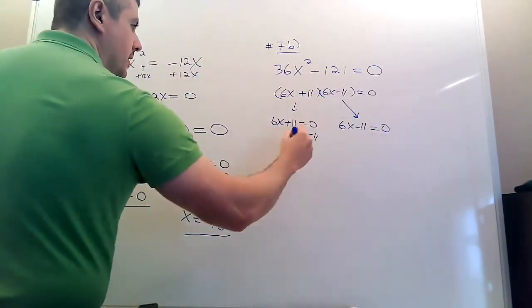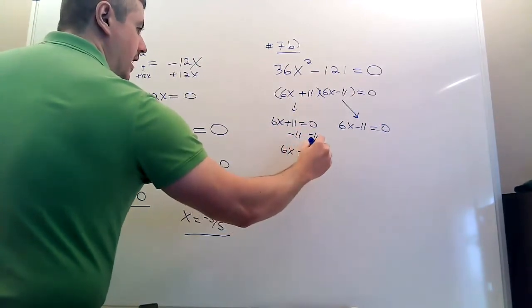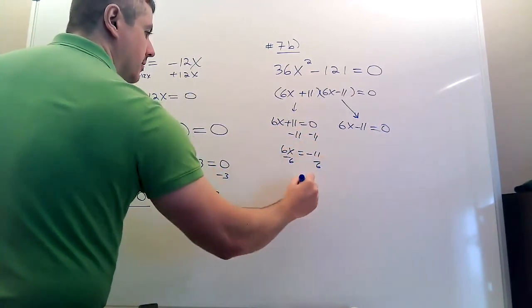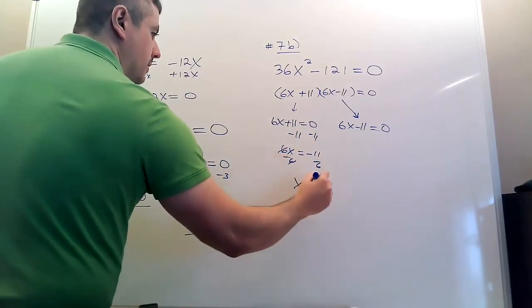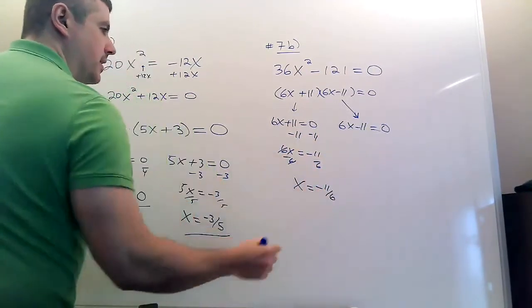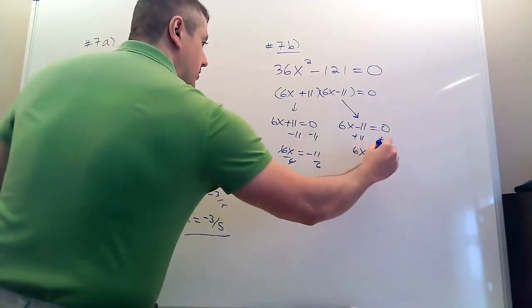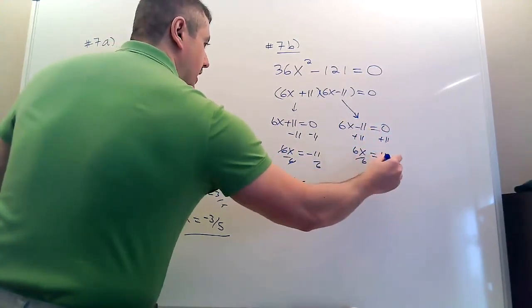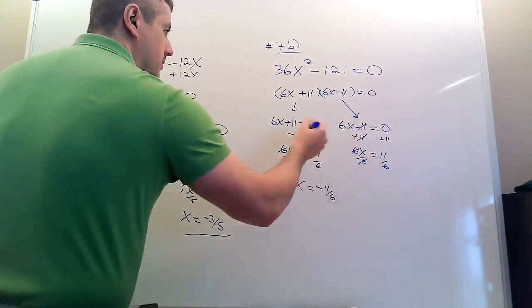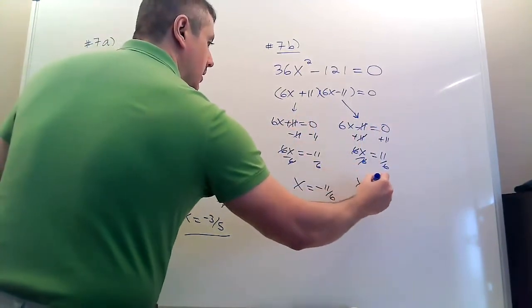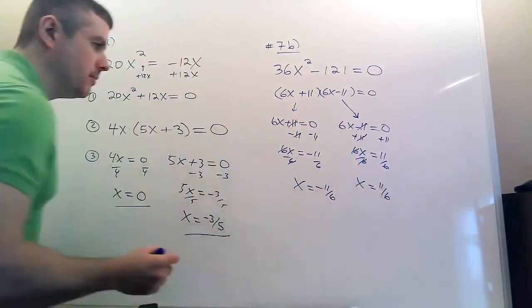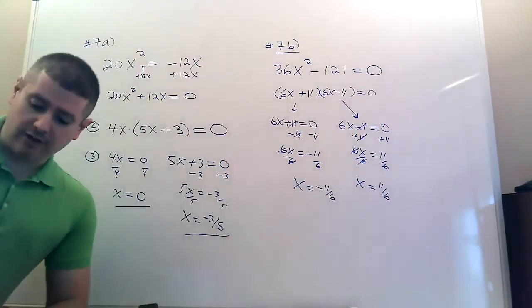Subtract 11. You get 6x equals negative 11. Divide by 6. Cross them out. Same thing here. Add 11. Get 6x equals 11. Divide by 6, cross them out. This is what we used to do. We solved before. There you go. You get plus 11 over 6, minus 11 over 6.